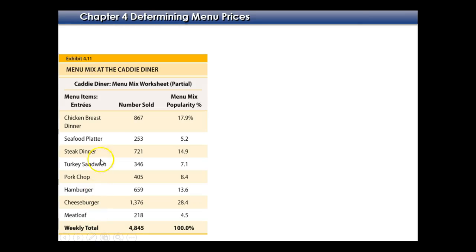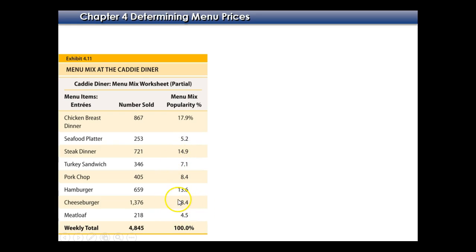So we look at this example. We have our chicken breast. For this time period, we sold 862 chicken breast dinners. So we want to take that number and divide it by your total. That'll give us 17.9%. So we know that almost 18% of what we sold was chicken, and so on and so forth for all these. So we can kind of get a good idea.